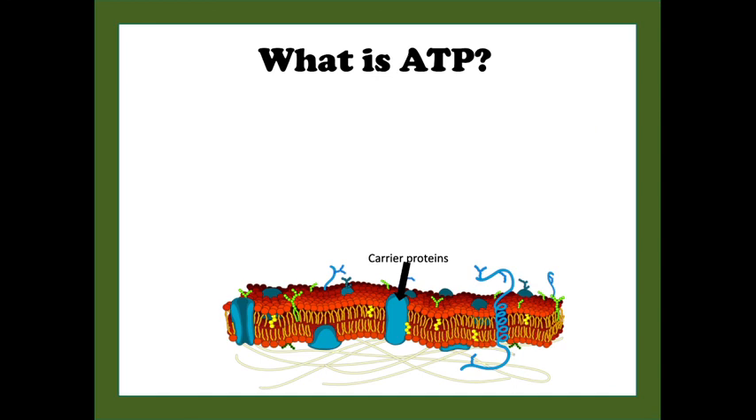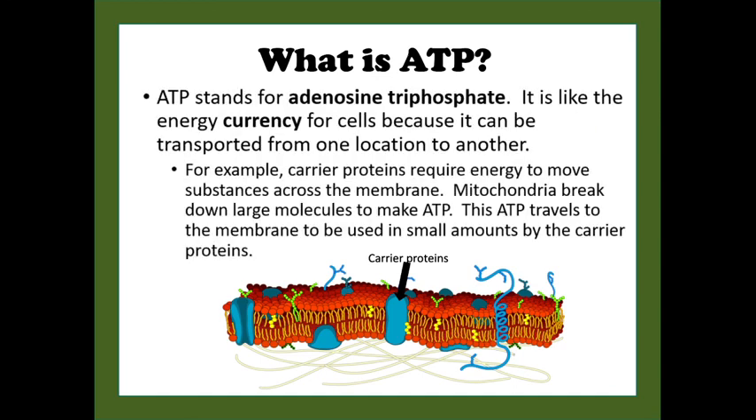Now, what is ATP? ATP stands for adenosine triphosphate. So it is like the energy currency for cells because it can be transported from one location to another. So, for example, your carrier proteins in your phospholipid bilayer will require energy to move substances across the membrane. Now, the mitochondria can break down large molecules to make ATP. So, this ATP will then travel to the membrane to be used in small amounts by the carrier protein.